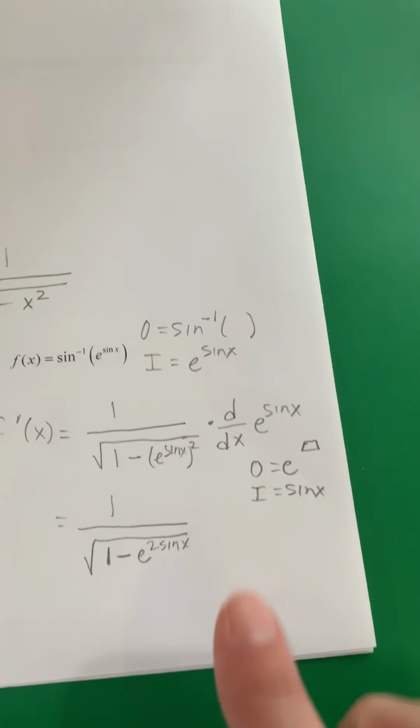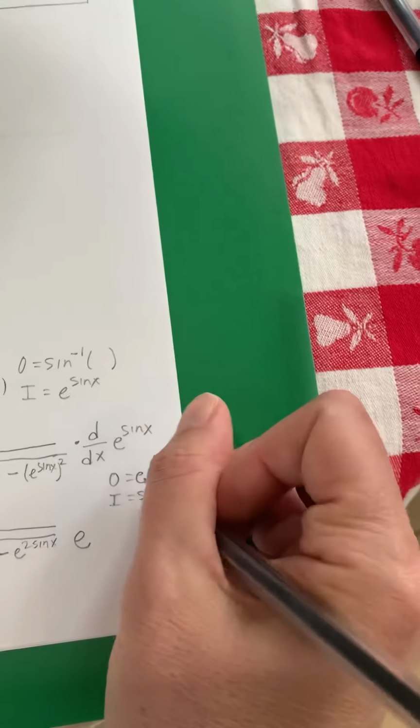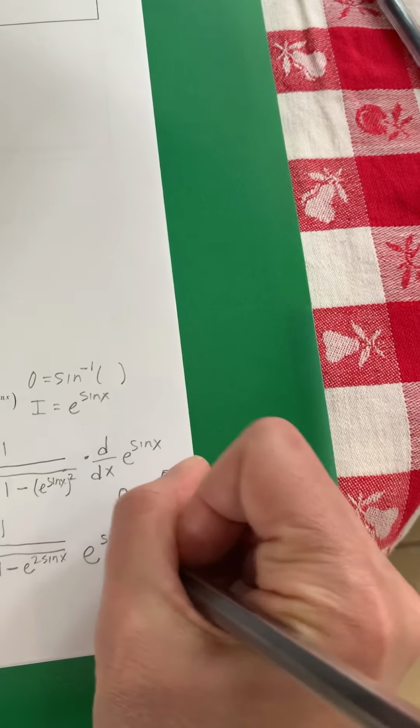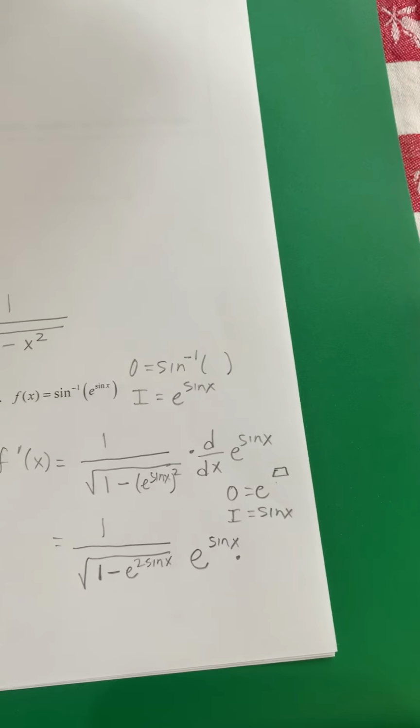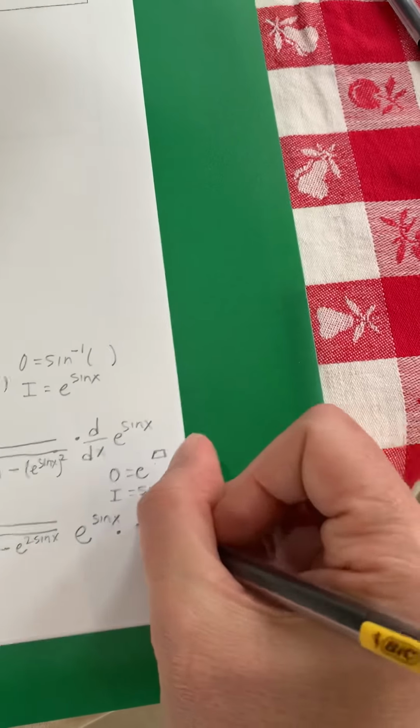Okay, so the derivative of the outside is going to be the expression e. Of course, we fill in the box with sine x, and then we multiply that by the derivative of the inside. So the derivative of the sine is cosine.